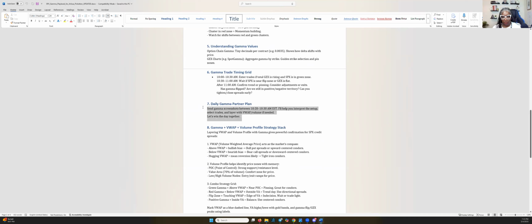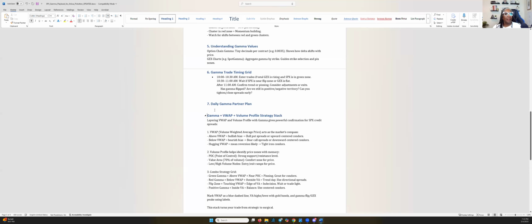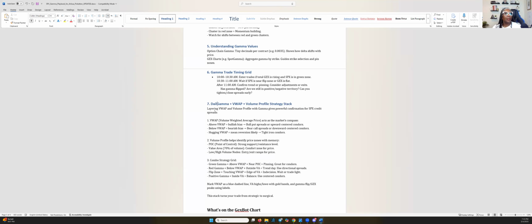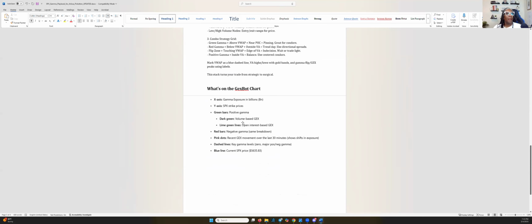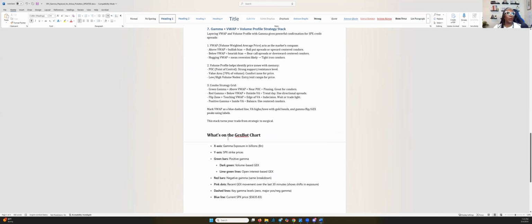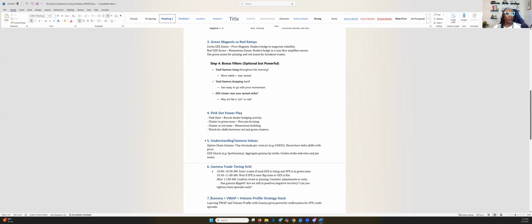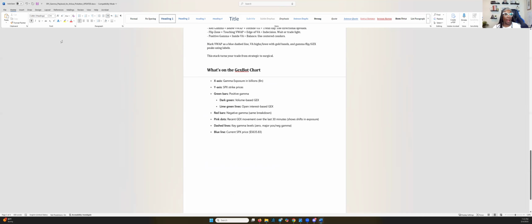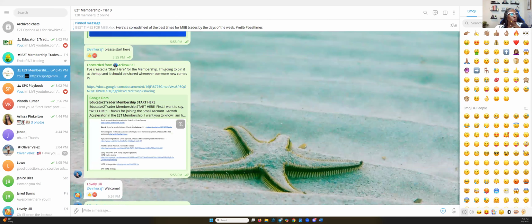We did not need number 7. I don't know why it put partner plan. There we go. Gamma and VWAP and volume. We have other things that we can use to help support us. And then what's on the GEXBot chart? The GEXBot is the one that goes side by side, lets us know what's there. I don't think I put that little piece at the end. I'll make sure I do that. And I may put this into a Google document so it can be more easily accessible. But this is now linked inside of our Telegram. I'm going to minimize it so I can make sure I do what I need to do.